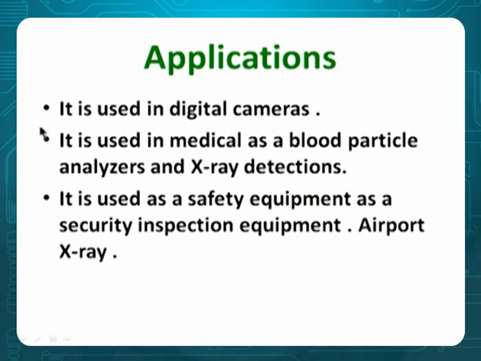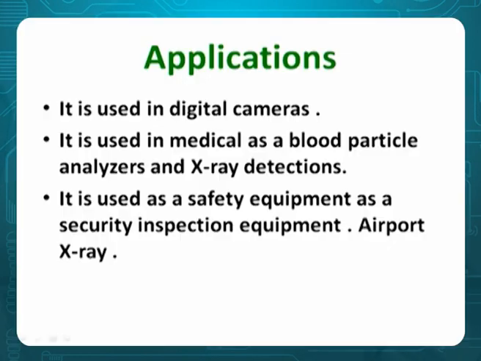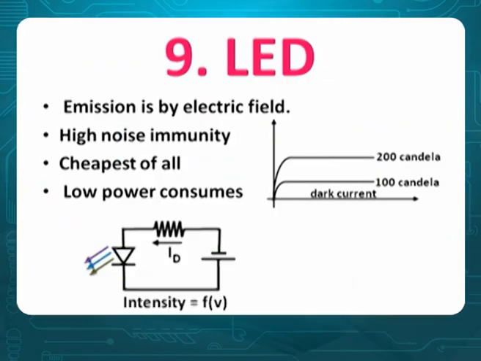Applications. It is used in digital cameras. It is used in medical applications as well as blood particle analyzers and X-ray detection. It is used as safety equipment, as security inspection equipment, airport X-rays also. So a photodiode can detect what is happening inside. So in airports also you can use it. This is the meaning of the diode called photodiode.